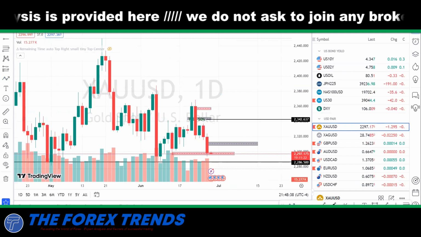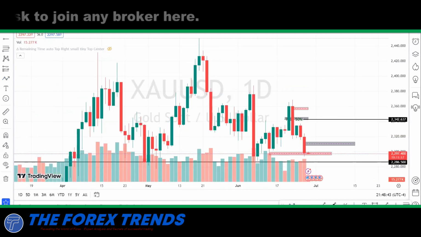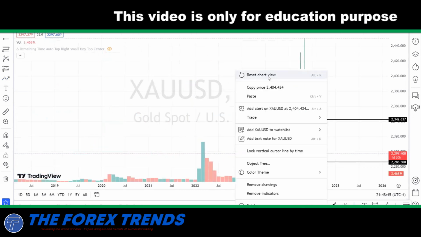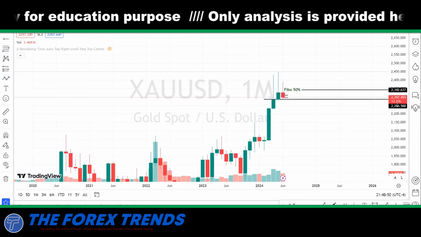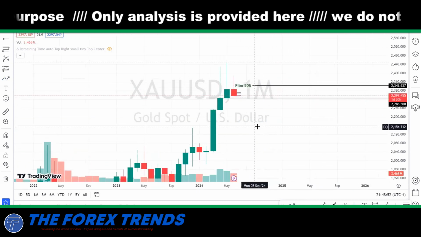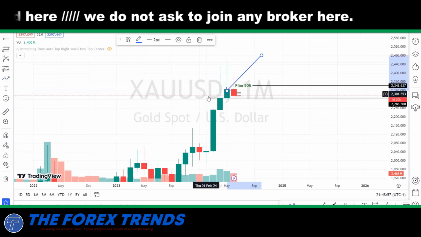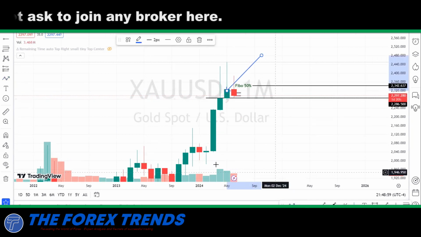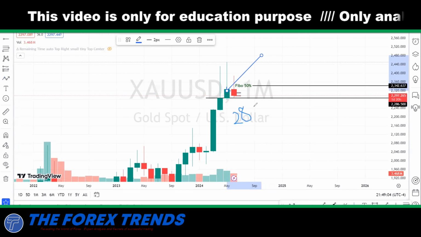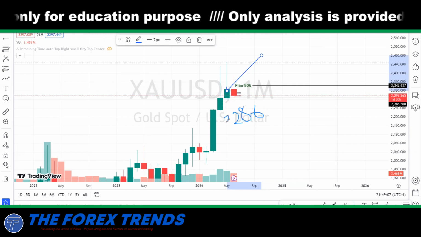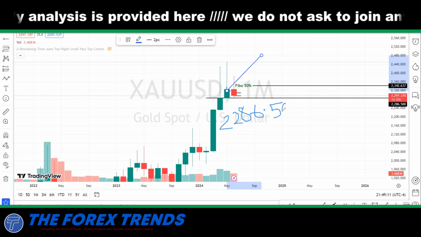One thing I want to show you on the monthly chart. Actually, I want to remind you of this thing. I already told you in my previous videos, there is a good support as the previous month's candle closed above the price of 2286.50. So 2286.50 is a very strong support.